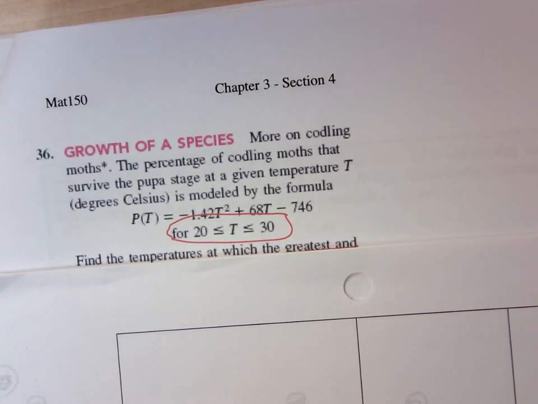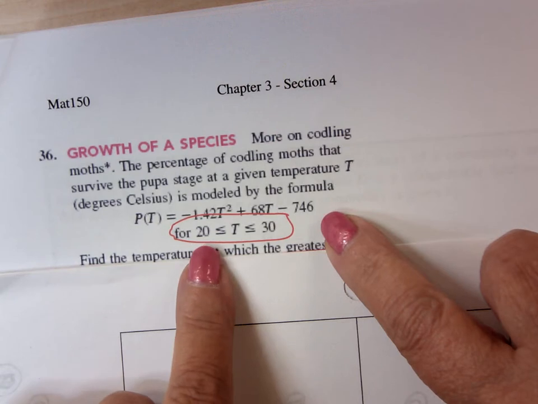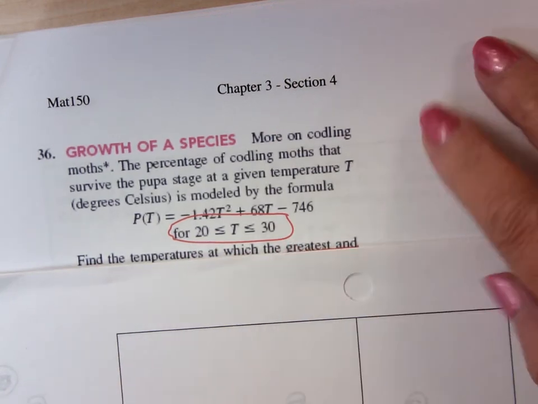It says the growth of a species. More codling moths. I guess they had some in the book, someplace else too. The percentage of codling moths that survive the pupa stage at a given temperature T degrees Celsius is modeled by the formula, and there it is. And then here you are between 20 and 30 degrees. That's all that formula is good for.